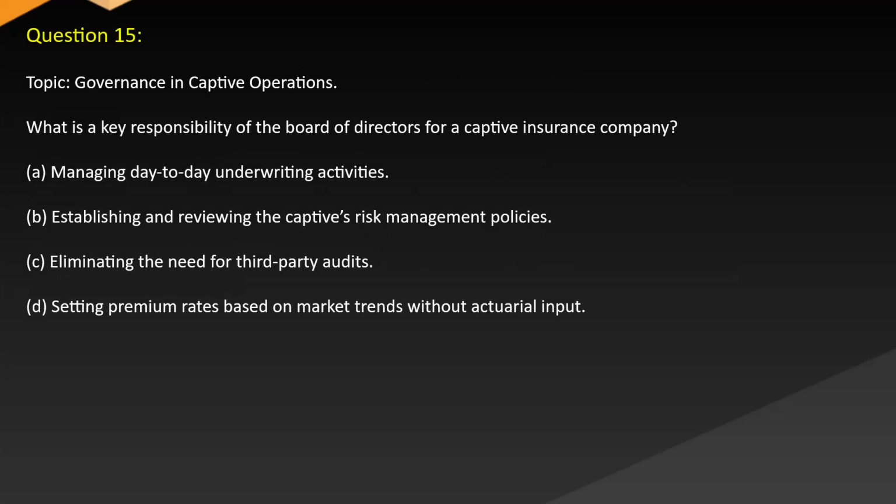Question 15. Topic: Governance in captive operations. What is a key responsibility of the board of directors for a captive insurance company? A. Managing day-to-day underwriting activities. B. Establishing and reviewing the captive's risk management policies. C. Eliminating the need for third-party audits. D. Setting premium rates based on market trends without actuarial input.